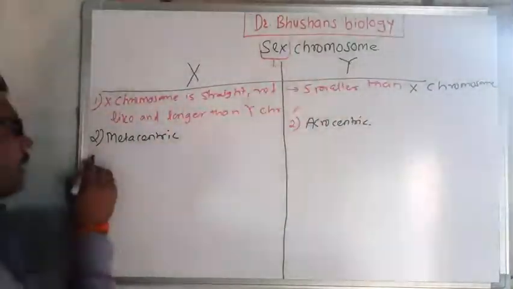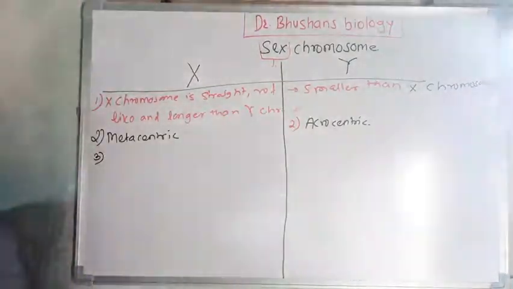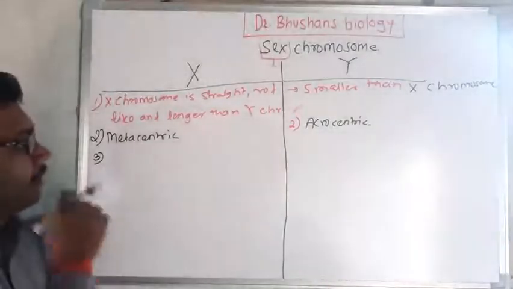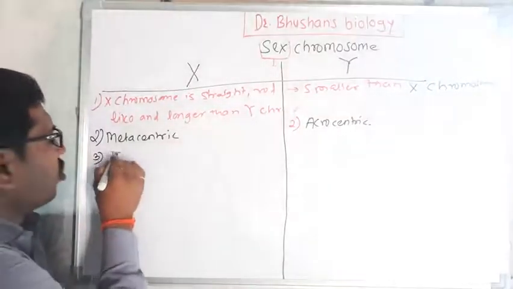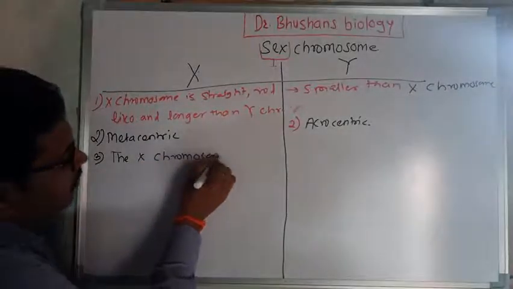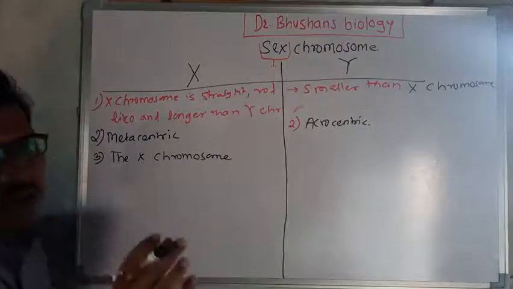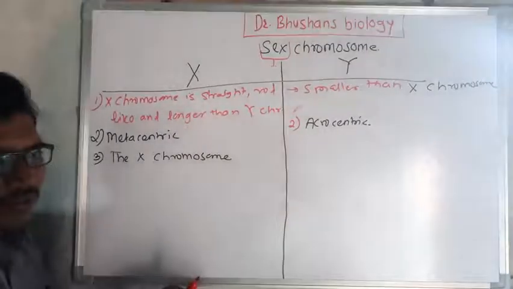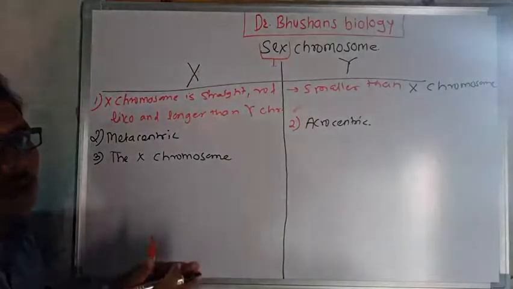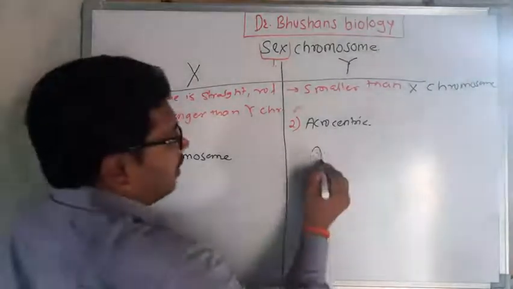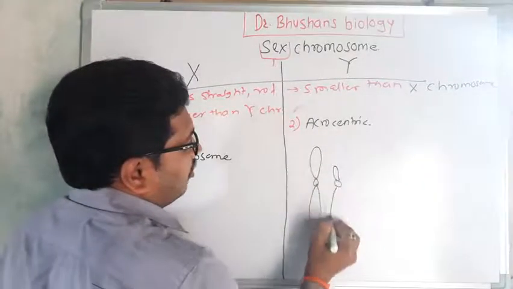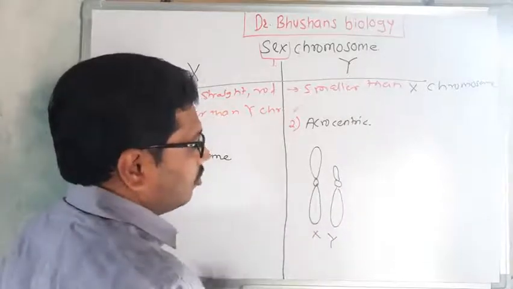Then, what is the third difference between X chromosome and Y chromosome? What can we say about X chromosome and Y chromosome? If we see, the X chromosome and Y chromosome both have two regions. Which are those regions? Homologous region and non-homologous region. What is a homologous region and what is a non-homologous region? Let's see. This is a Y chromosome. This is X chromosome.